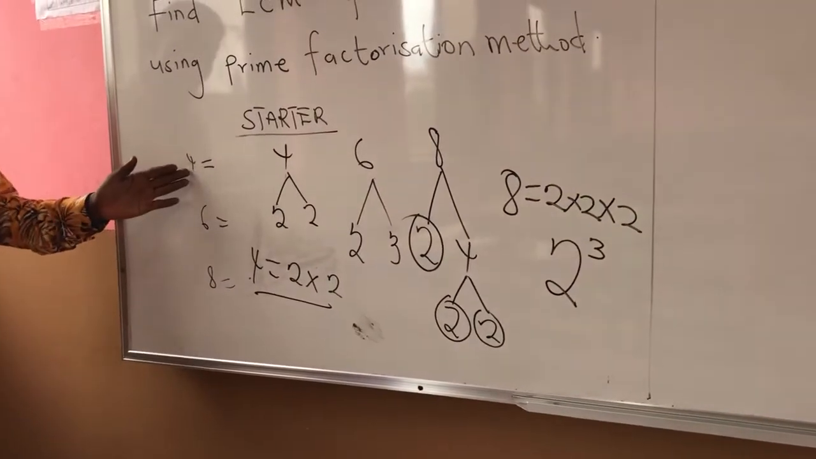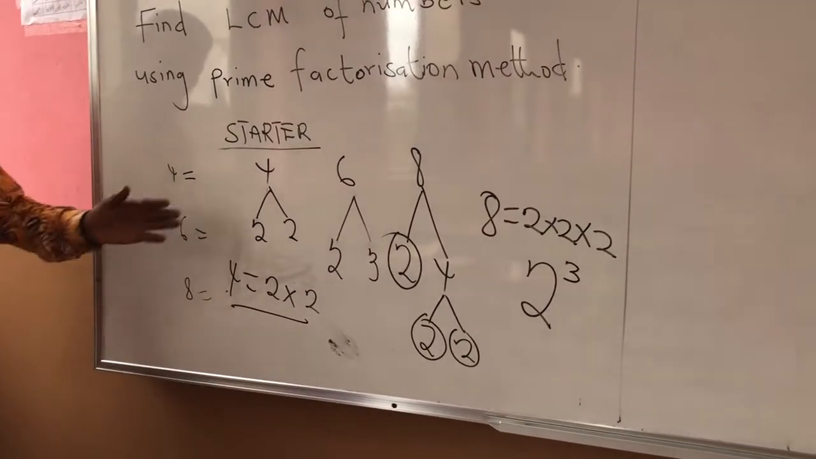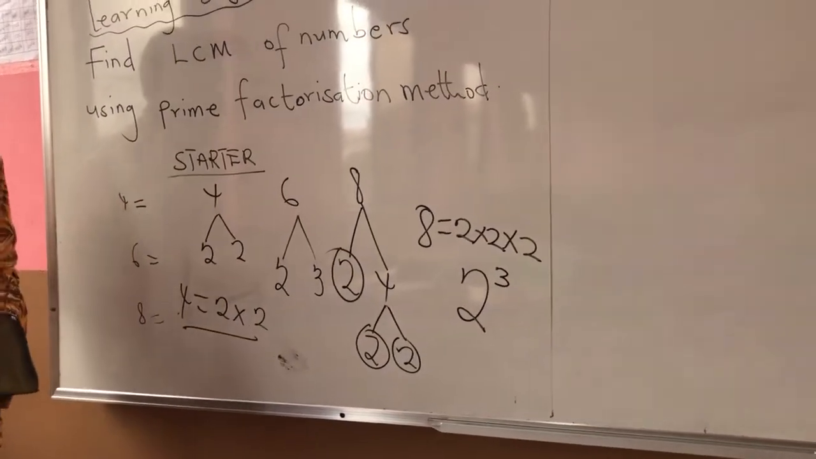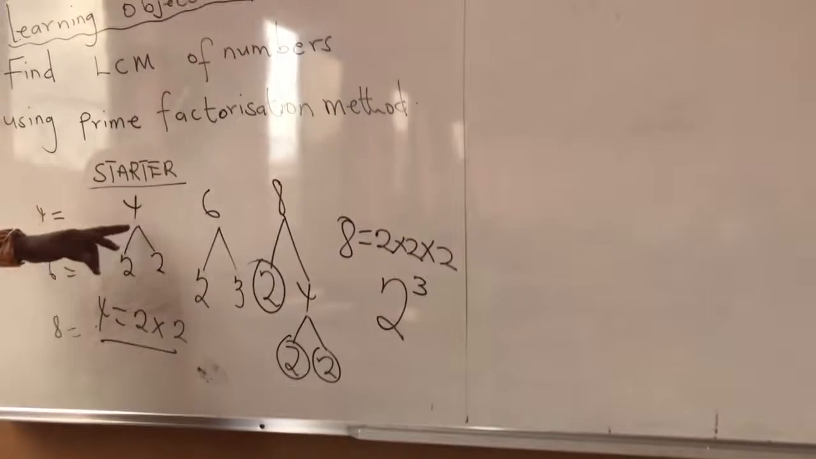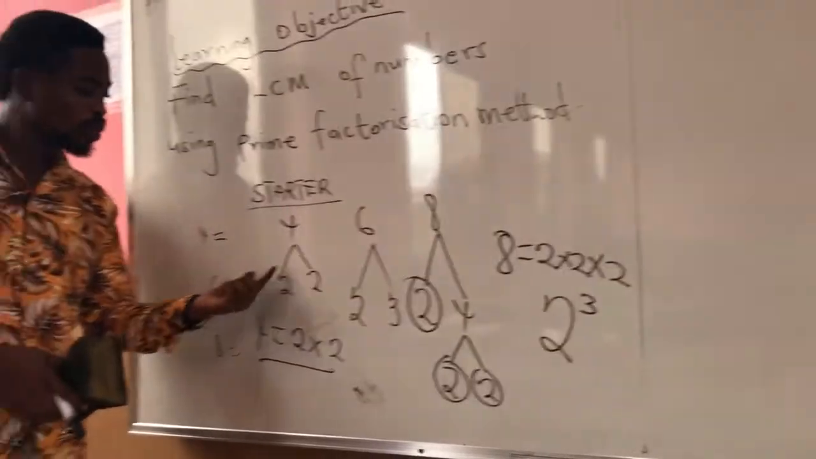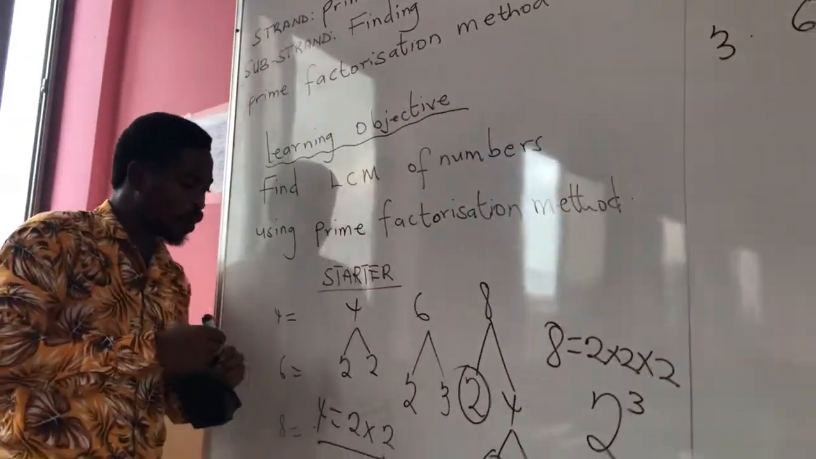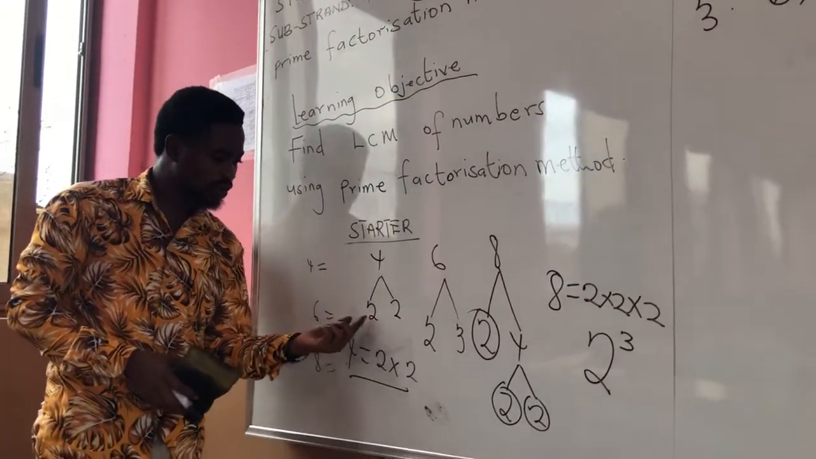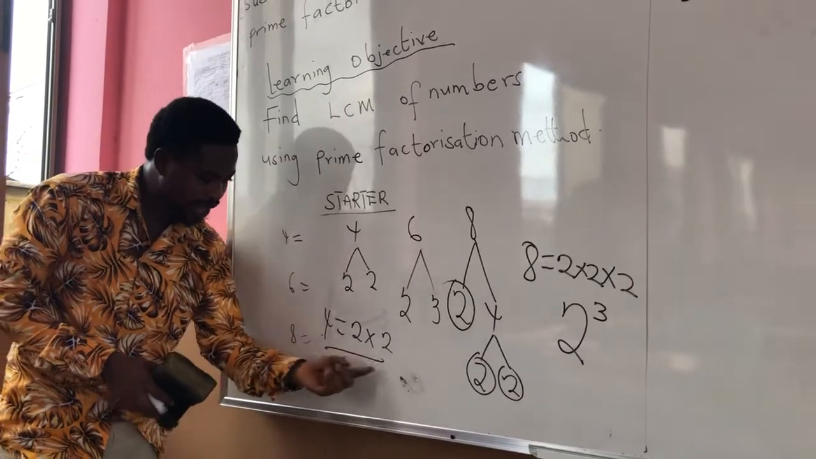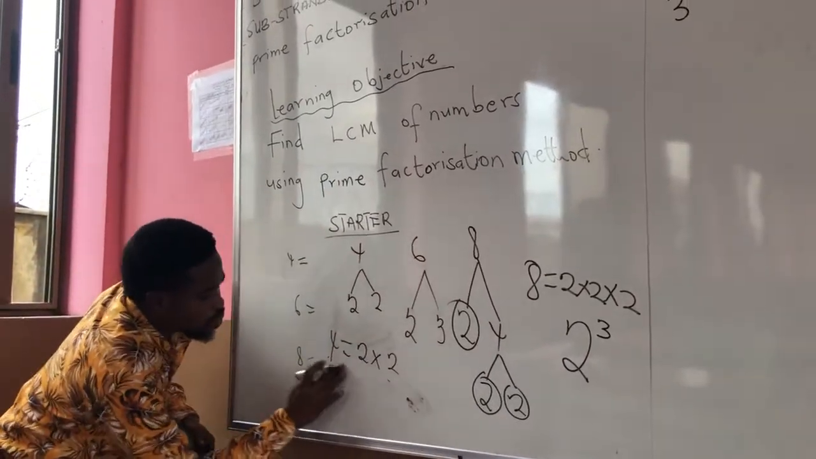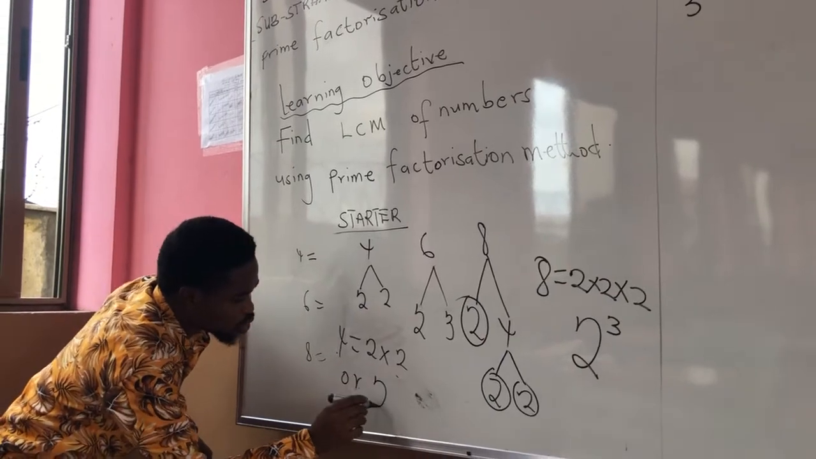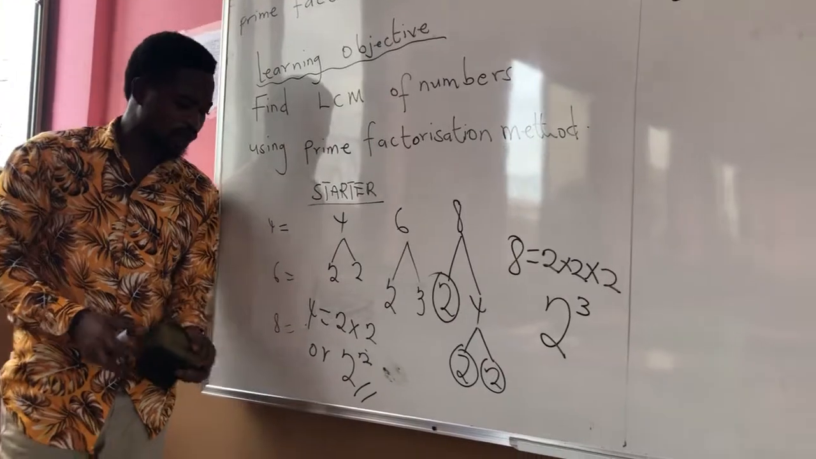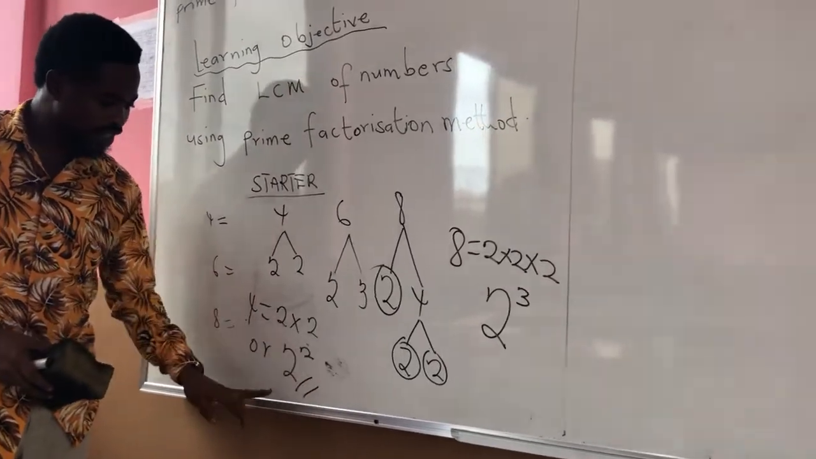We have 4, 6, 8 here. So if you are asked to find the LCM under prime factorization, we only draw our factor tree. We look for two numbers that, when we multiply them, we get 4, which is 2 times 2. Under prime factorization, we write it as 2 raised to the power 2, which means 2 times 2 is the same as 2 raised to the power 2.